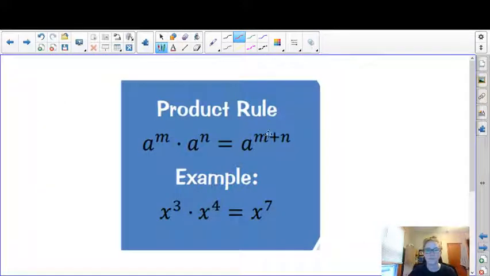So on your nice handy dandy little one-page study guide, go ahead and find your product rule and put your example in. Now, yes, there is another product rule, so make sure it just says product rule.